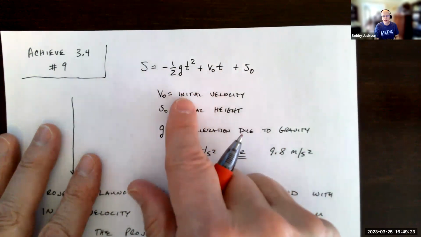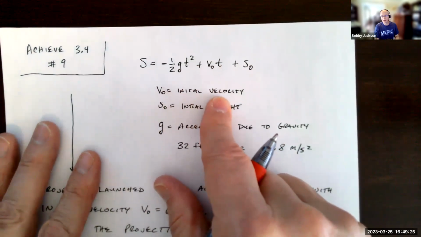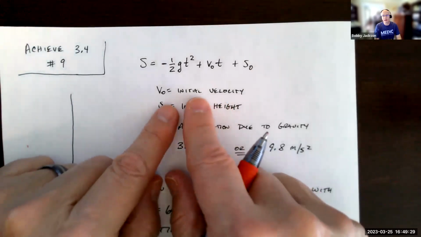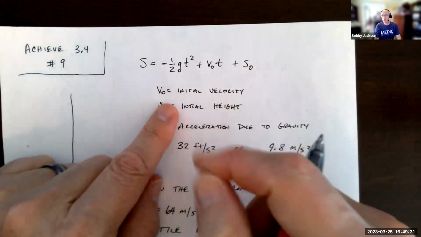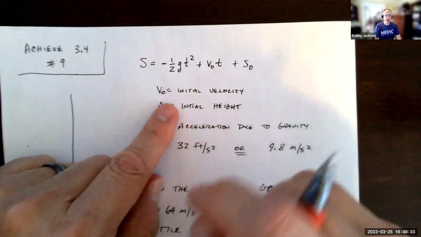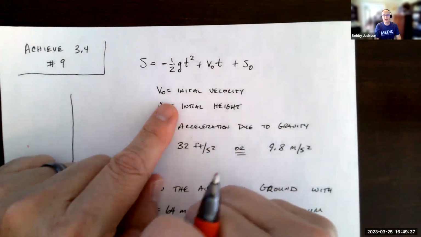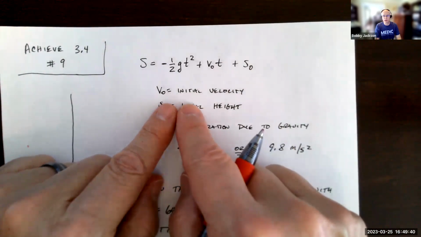The V sub 0, that's the initial velocity that the object has when you start at time 0. And velocity, if you're throwing the object upward, would be positive. If you're throwing it downward, it would be negative. If it's just dropped from rest, for instance, then the velocity initially would be 0.